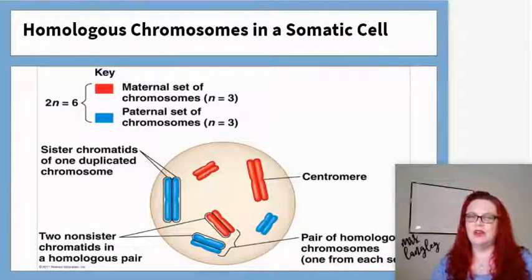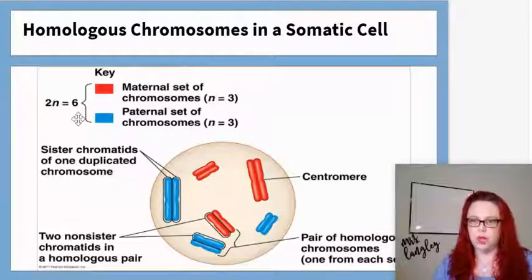Now here's looking at homologous chromosomes in a somatic cell. So this is just a body cell. And you can see here that this organism is 2n equals 6. That means its diploid number is 6. It has a total of 6 chromosomes. If I know the total is 6, that means it has 3 pairs, 3 from mom and 3 from dad. So n equals 3. And here you can see that we have one really big one, one medium one, and one small one that are blue, and the same for red.